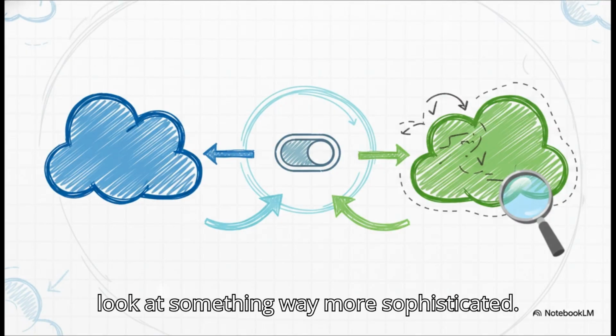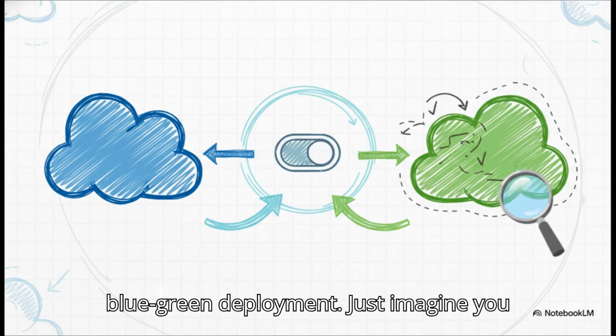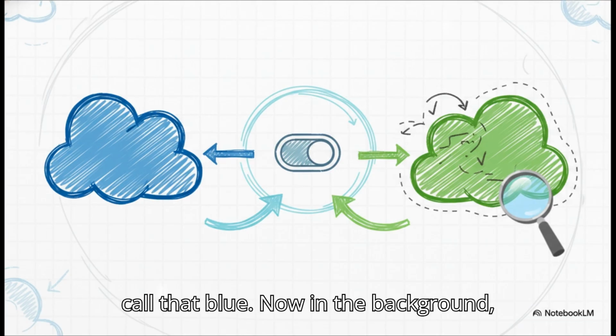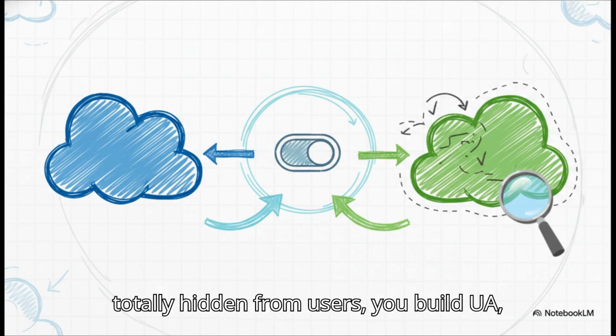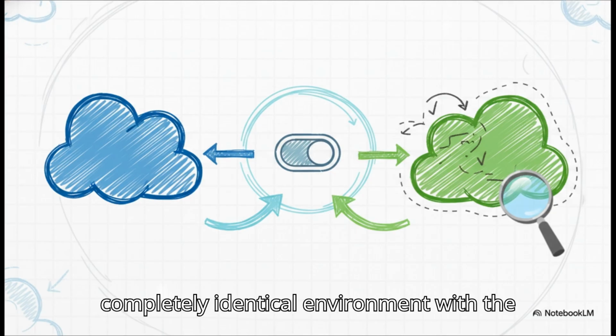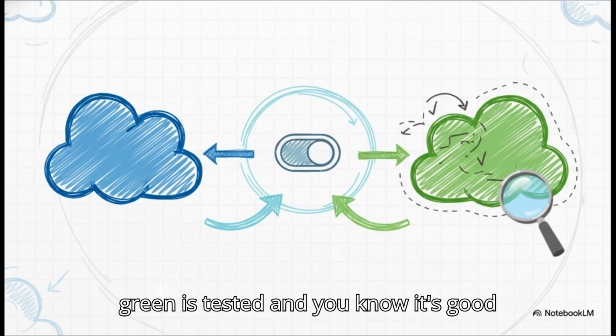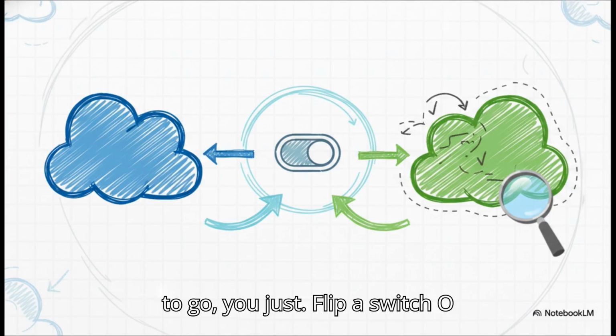Okay, so let's look at something way more sophisticated. Blue-green deployment. Just imagine you have your current live environment, we'll call that blue. Now, in the background, totally hidden from users, you build up a completely identical environment with the new version, and that one's green. Once green is tested and you know it's good to go, you just flip a switch.